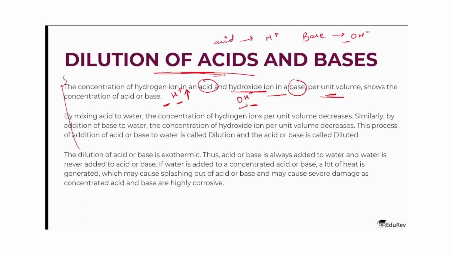Correct. Simple. And if there are fewer H positive ions, this means my acid is diluted. Whereas if there are fewer OH negative ions, this means that my base is diluted. Okay.